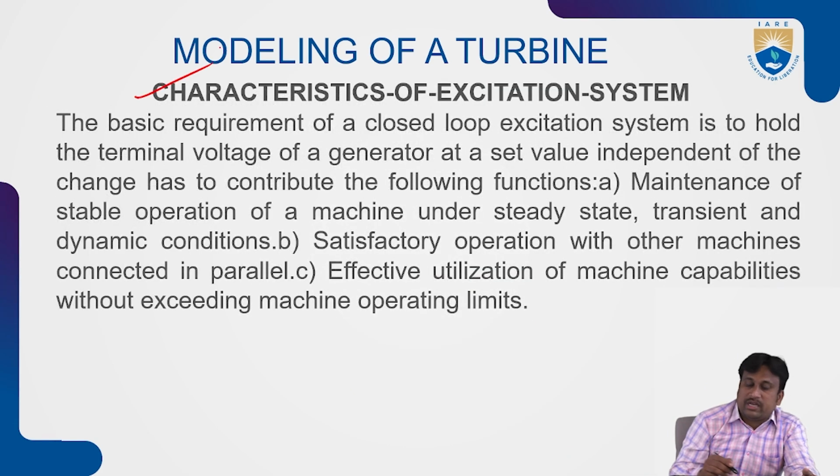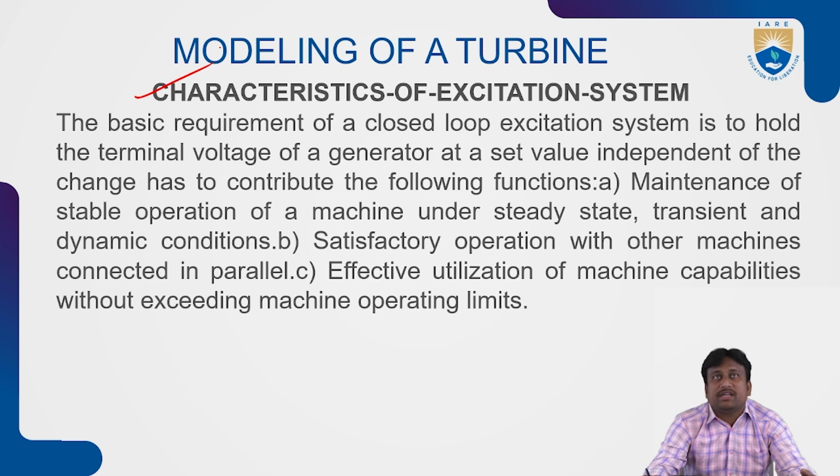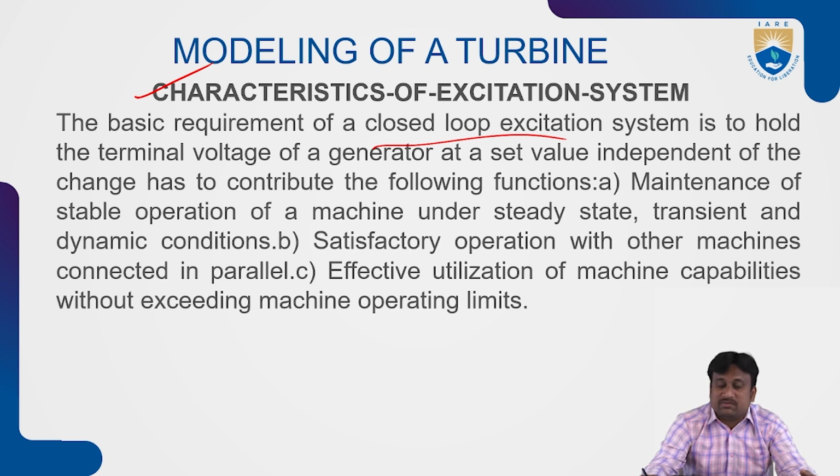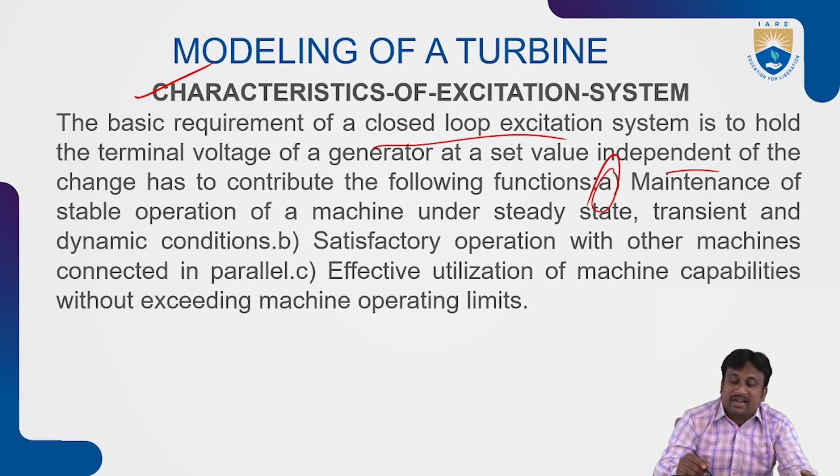Here we will take some characteristics of the excitation system. That is the basic requirement of a closed loop excitation system. This is to hold the terminal voltage of a generator at a given set value, independent of the changes, and it has to contribute to the following functions, which will maintain the stable operation of the machine under steady state, transient and dynamic cases.